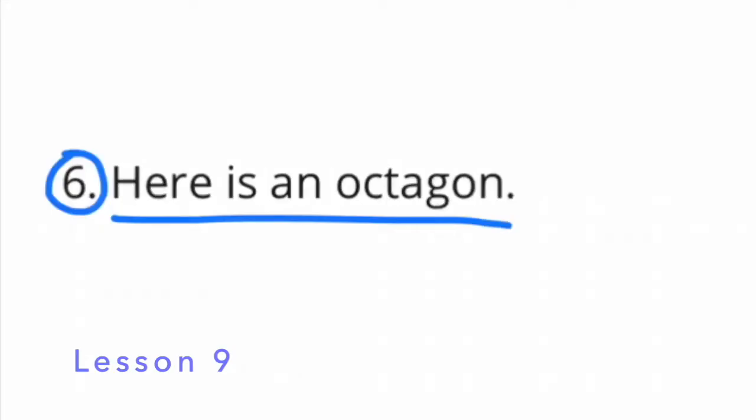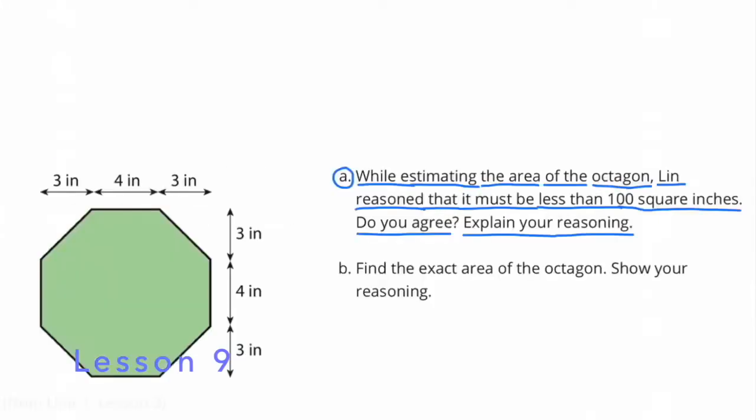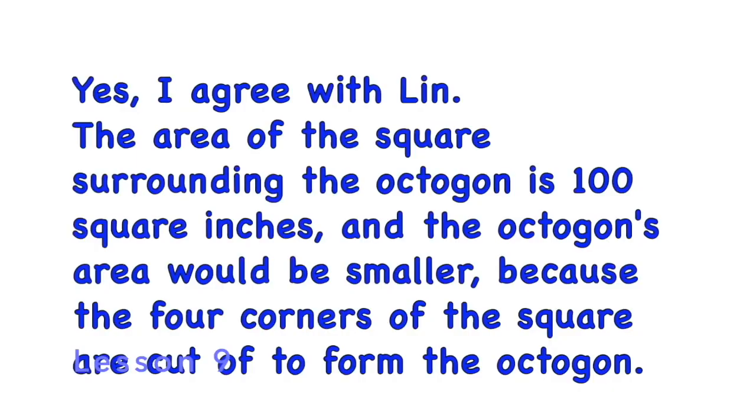Number 6. Here is an octagon. A. While estimating the area of the octagon, Lynn reasoned that it must be less than 100 square inches. Do you agree? Explain your reasoning. Yes, I agree with Lynn. The area of the square surrounding the octagon is 100 square inches, and the octagon's area would be smaller because the four corners of the square are cut off to form the octagon.